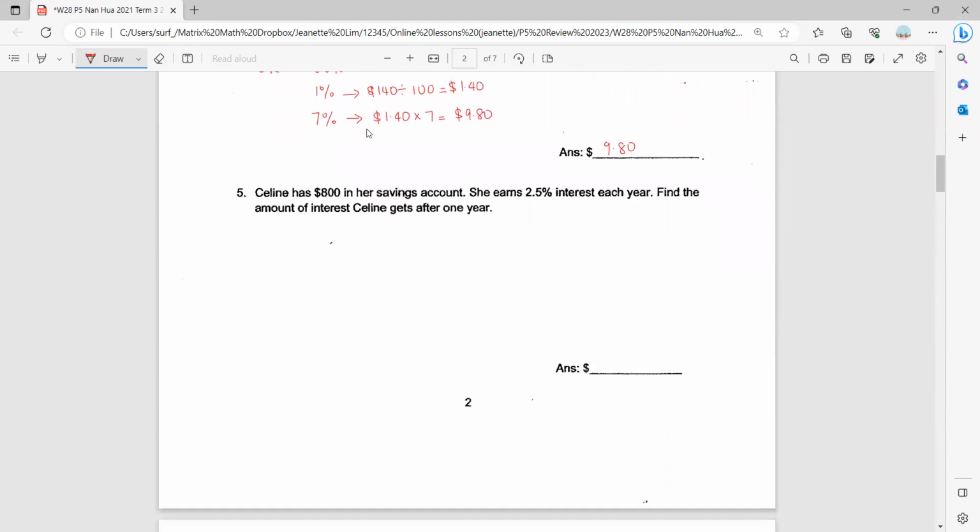Question 5. Celine has $800 in her savings account. She earns 2.5% interest each year. Find the amount of interest Celine gets after 1 year. So we are finding the amount of interest, which is your 2.5%. This is your 100%, the original. So what we want to find is 2.5%. So 2.5 over 100 times $800. So this will give us $20.